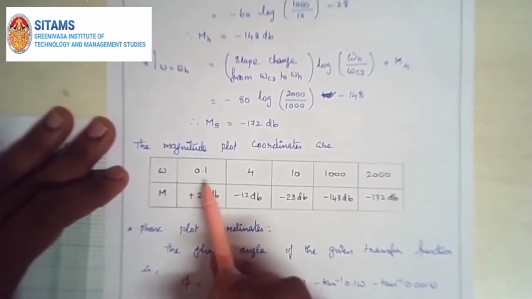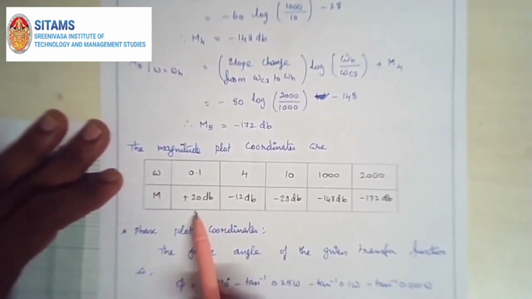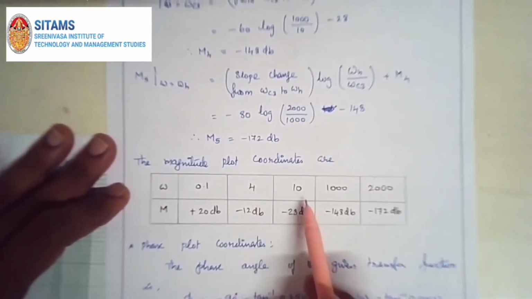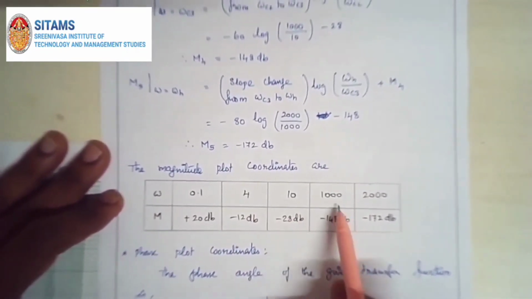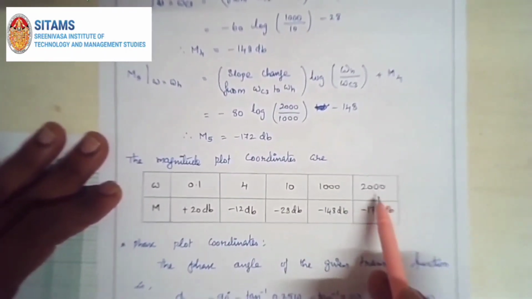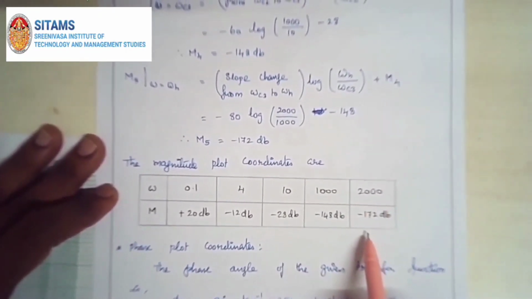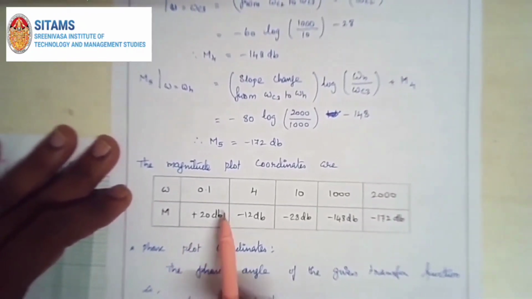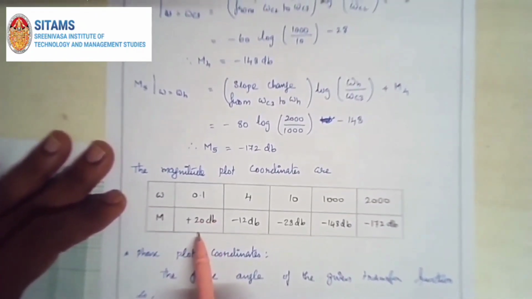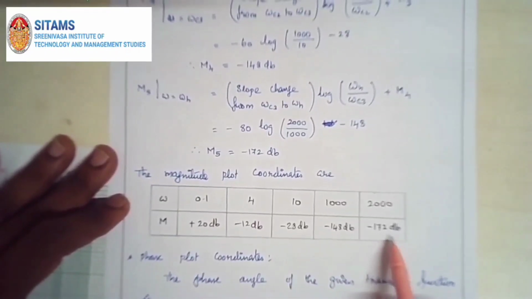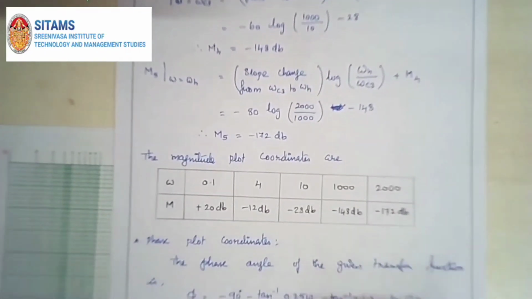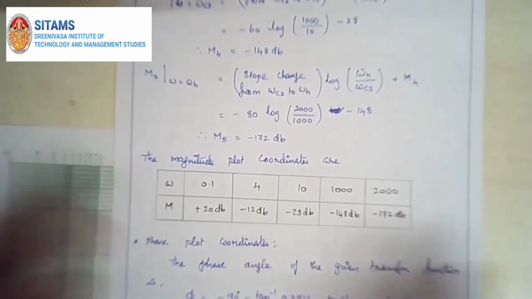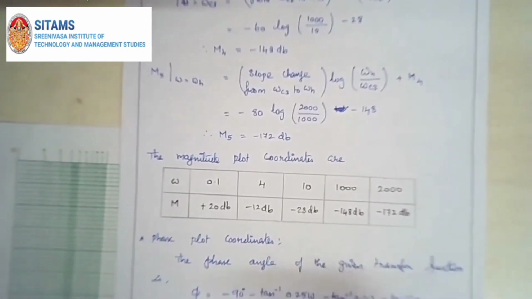So for frequency 0.1, the magnitude is 20 decibels. For 4 radian per second it is minus 12 dB. For 10 it is minus 28. For 1000 it is minus 148. For 2000 it is minus 172. So here if you notice, the maximum decibels in magnitude is plus 20 and minimum it is minus 172. You can take the magnitude plot scale between plus 20 and minus 180 or whatever.